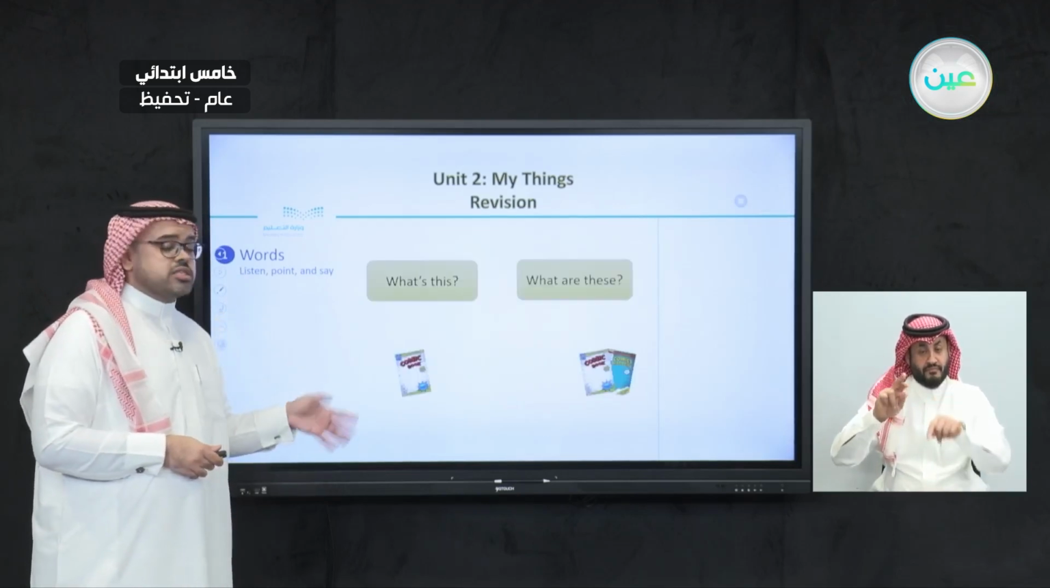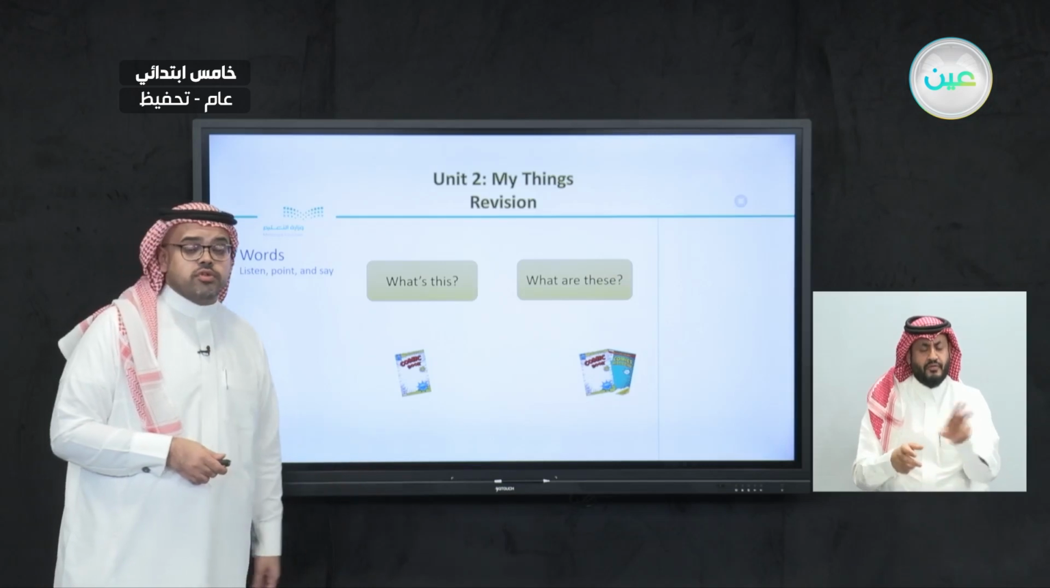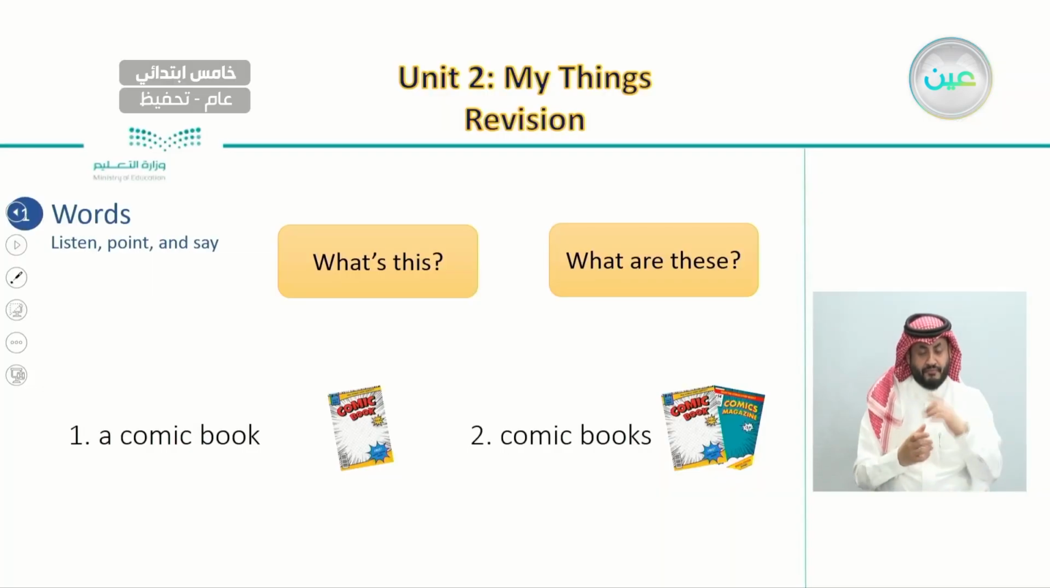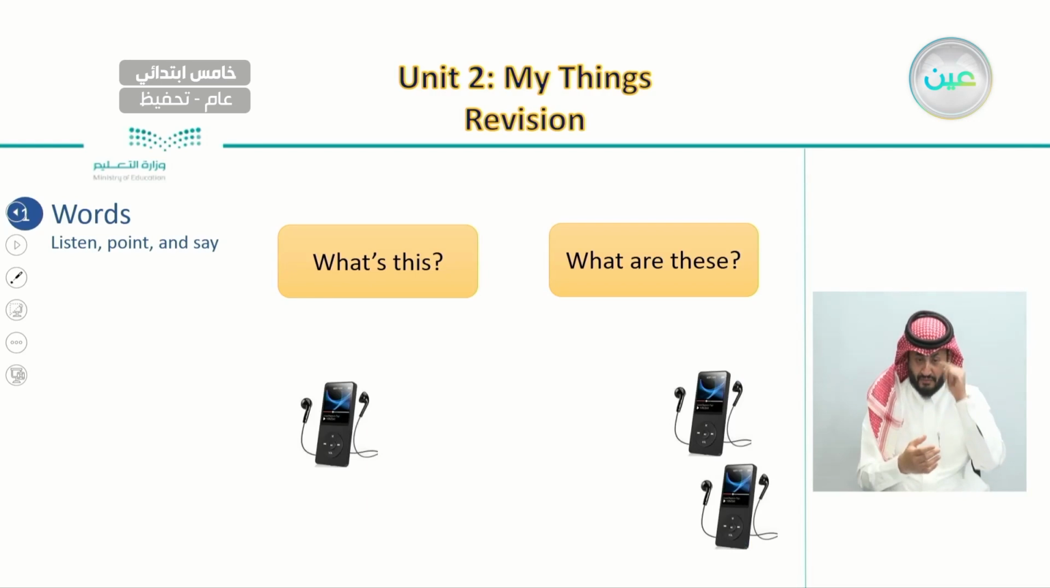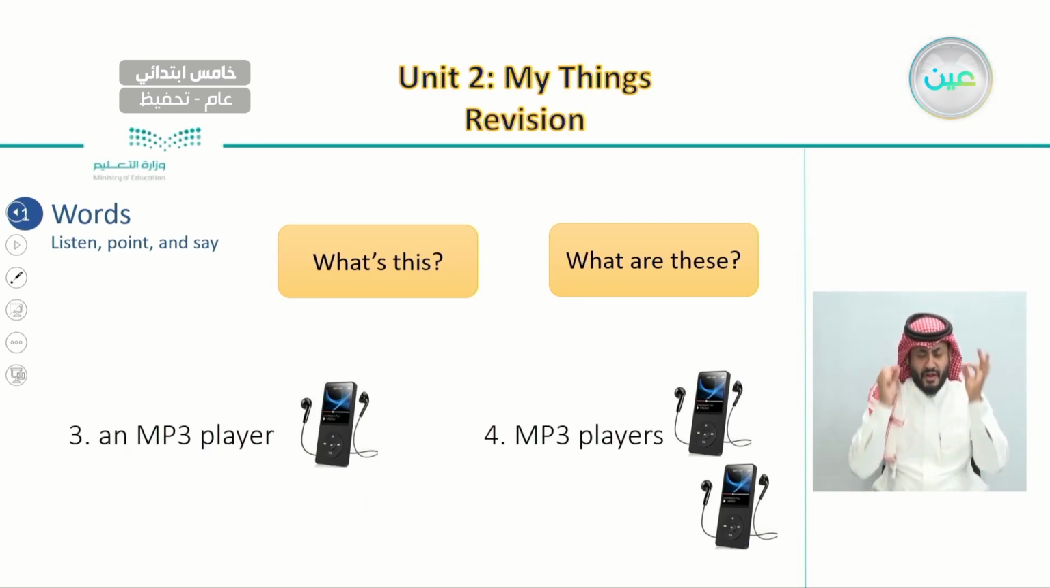And we did practice other examples of these. For example, here, the first one we said if we want to ask about one thing, we would say, what is this? And we can point and say, it's a comic book. And also, if we want to ask about the other things, we would say, what are these? They are comic books.